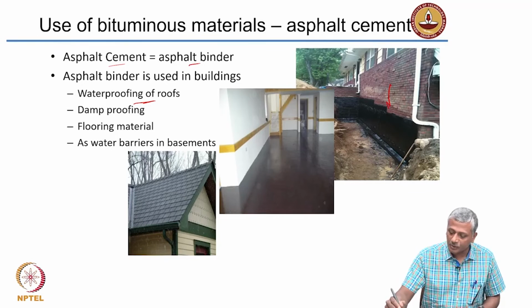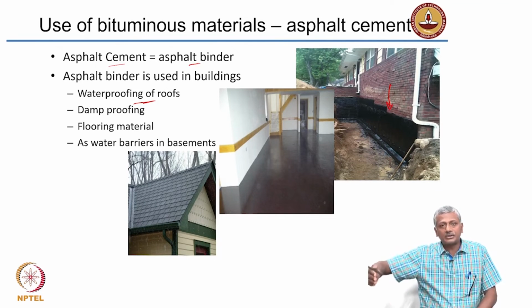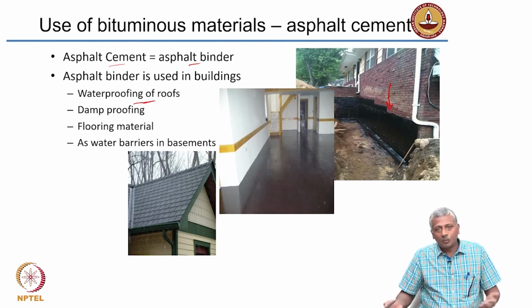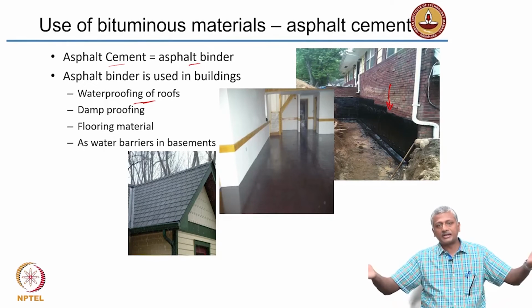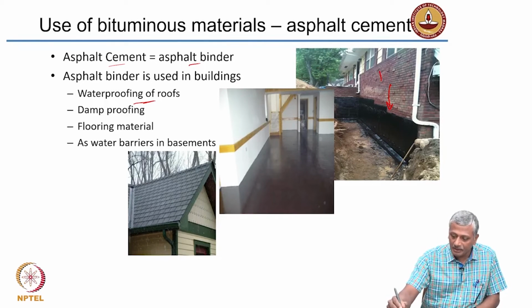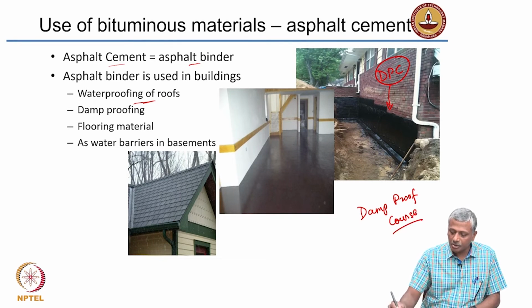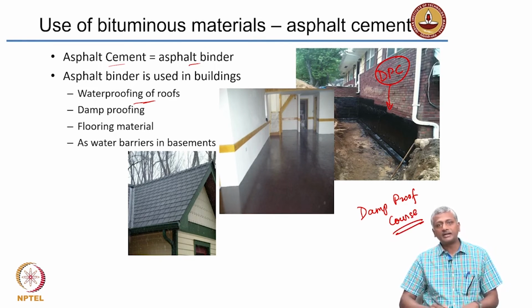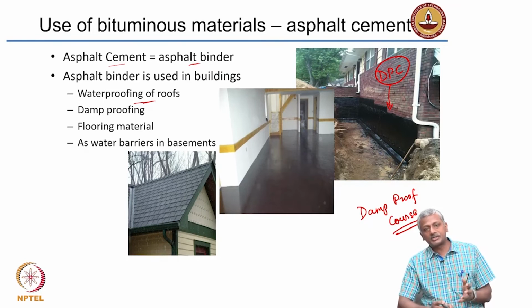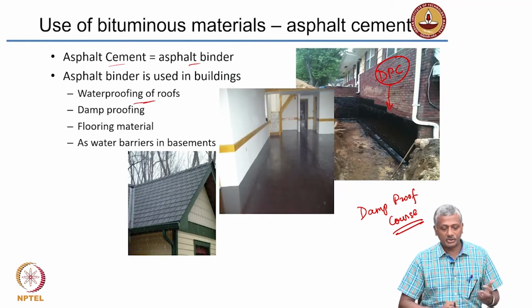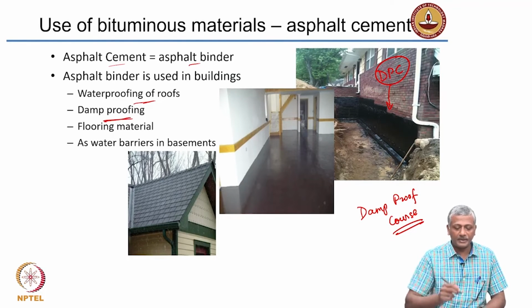This is actually an asphalt layer which is stuck to the building in such a way that the water from the ground does not rise into the building. Okay, so this is called a DPC or a damp proof course. Especially with masonry, it is very important to provide a good damp proof course to ensure that the water from the soil does not enter the masonry structure. Okay, so that is called damp proofing.